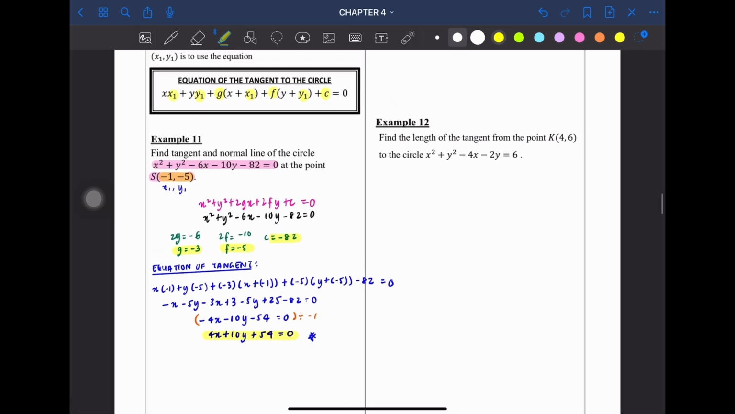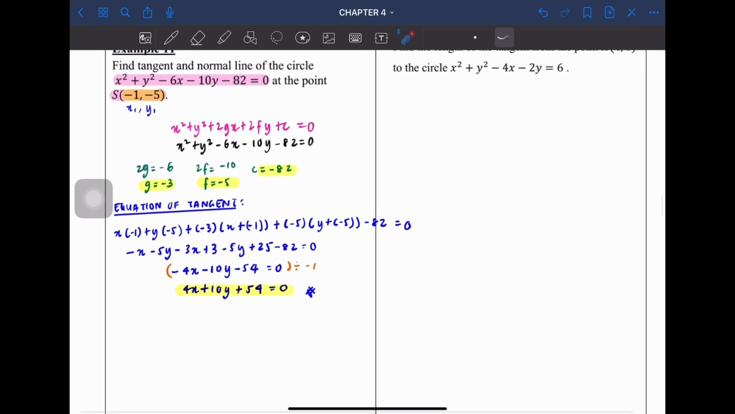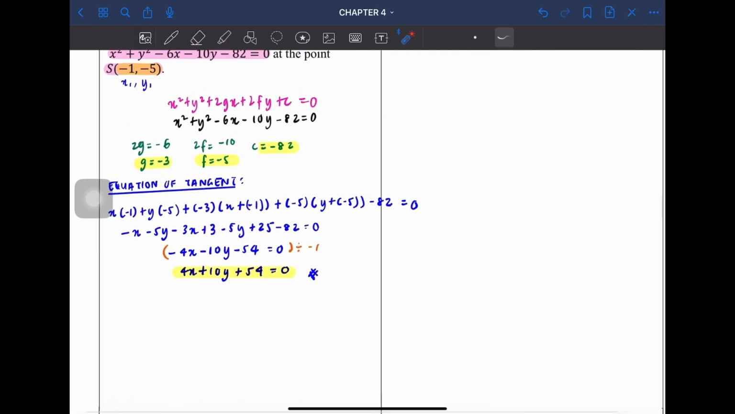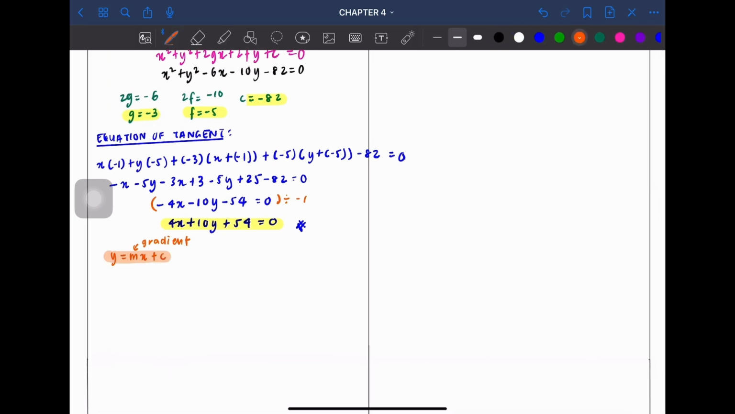Okay, now for the equation of the normal line, how do we find it? So first we need to find the gradient of the tangent line. Remember that we have the equation of a line, which is y equal to mx plus c, where m is the gradient. So first we need to find the gradient of the tangent line. This is the equation of tangent, so we need to rearrange until we get it in this form. Okay, so 4x plus 10y plus 54 equal to 0.